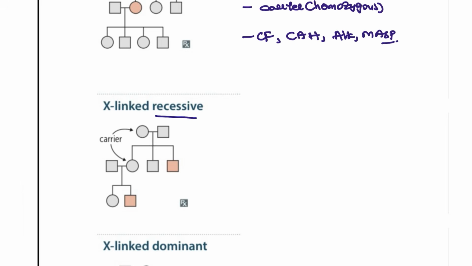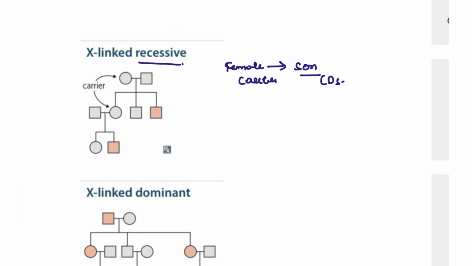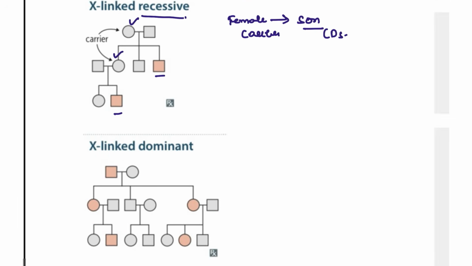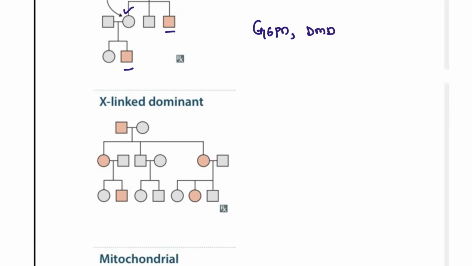Next, X-linked recessive. For example, the mother is a carrier, and she will definitely pass the disease to the son. So the female is a carrier who will transmit to the son. Examples are G6PD deficiency and also Duchenne muscular dystrophy.